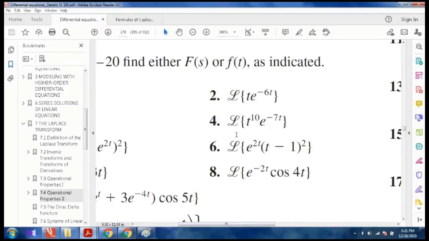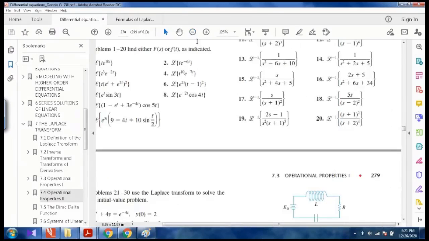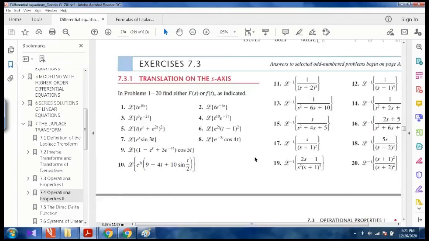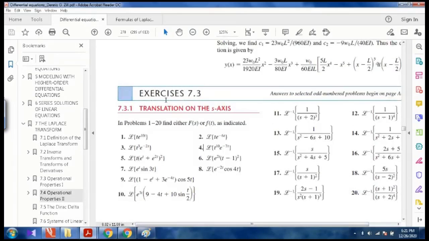Question 4. Laplace transformation of t power 10 e to the power minus 7t. I am taking a random problem from this exercise so that I can make you understand the translation or shifting property.